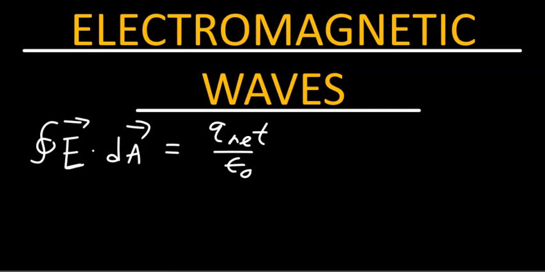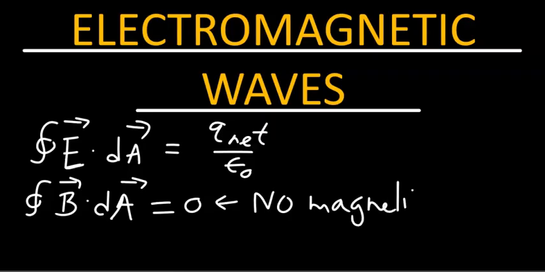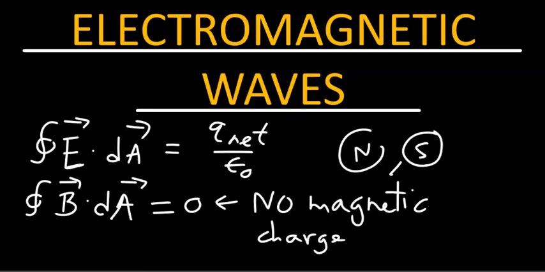The second equation is what is known as Gauss's law for magnetism. So the magnetic flux through a closed surface is always zero. This indicates no magnetic charge. Magnetic charge, in the sense of magnetic poles, north or south, cannot exist separately. They must always appear in pairs.